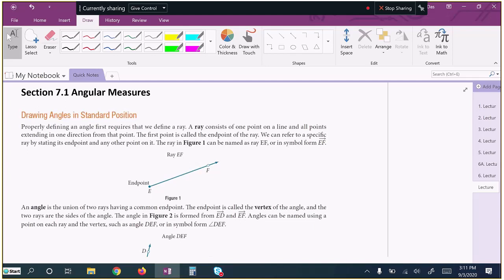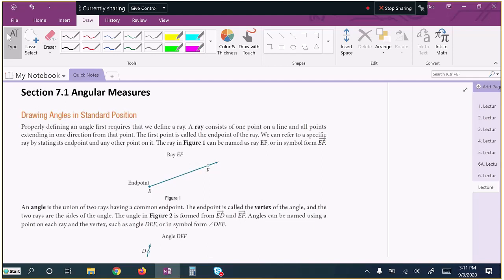Today, we will start talking about trigonometry, which is going to be precisely the rest of the semester for us. We will start the study of trigonometry with section 7.1 from our book, and we will today listen to the lecture for the angular measures.